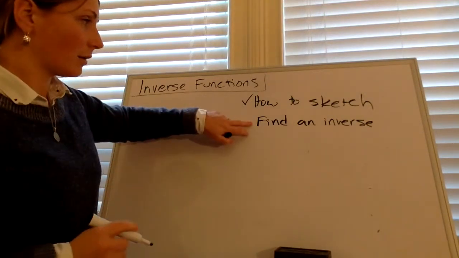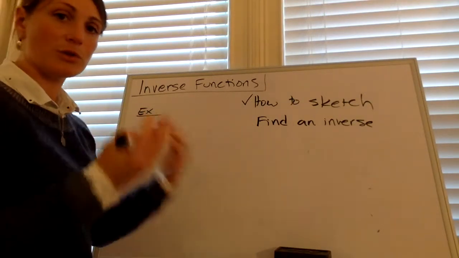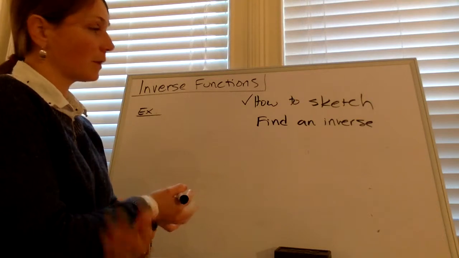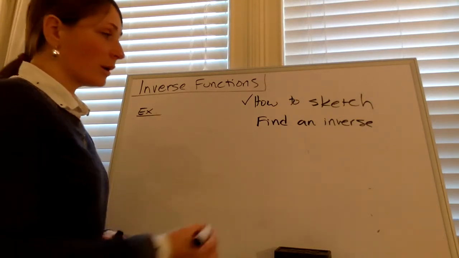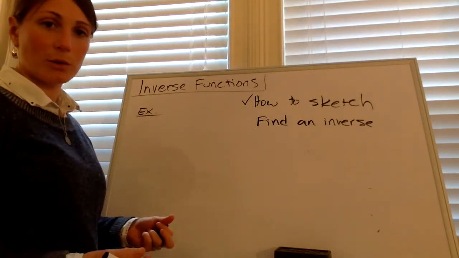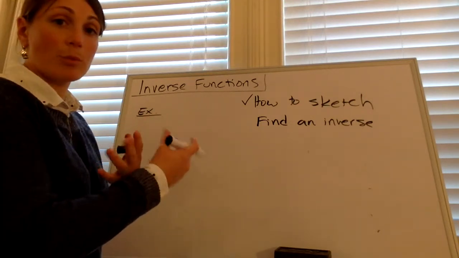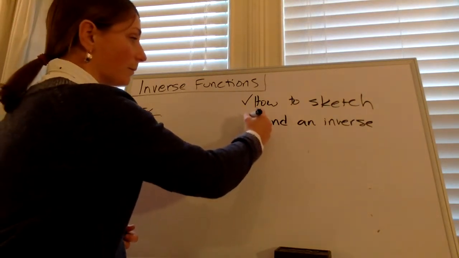So there's the basic process to find an inverse. You switch the roles of x and y and solve for y. Or sometimes you might be able to just look at the equation and reverse the operations and put the equation together that way. Okay.